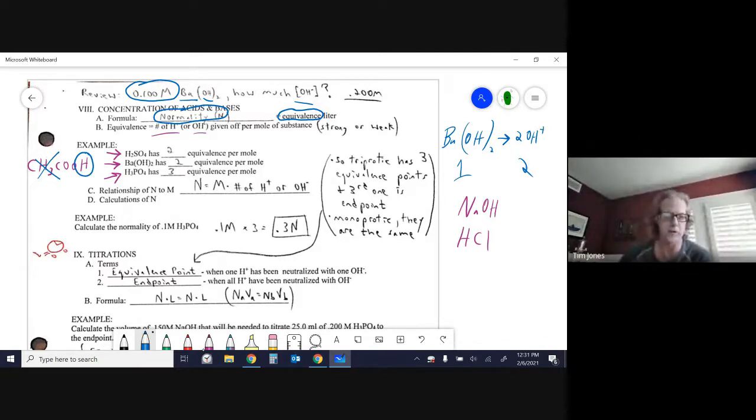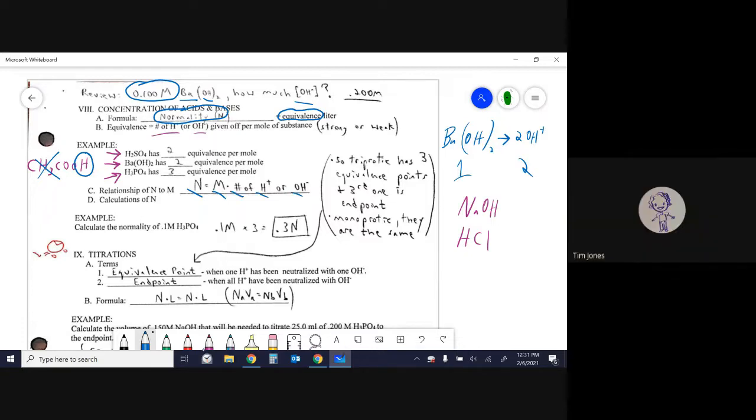And as I mentioned earlier, normality is the same thing as molarity if the equivalence is 1. If the equivalence is higher than 1, it's just the molarity multiplied by the number of hydrogen or hydroxide. So take 0.1 molar phosphoric acid. It has an equivalence of 3, so you multiply by 3, and it would have a normality of 0.3. Saying 0.1 molar phosphoric acid is the same thing as saying 0.3 normal phosphoric acid.